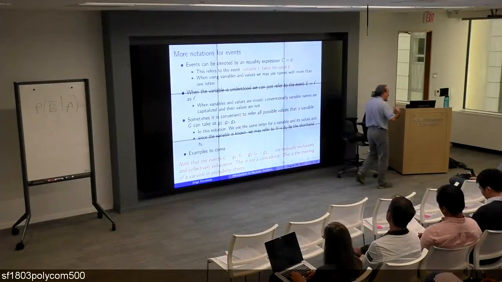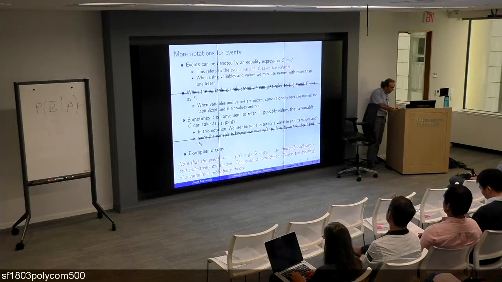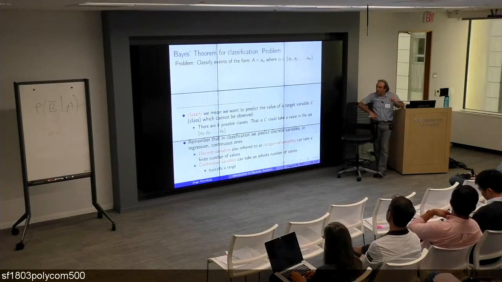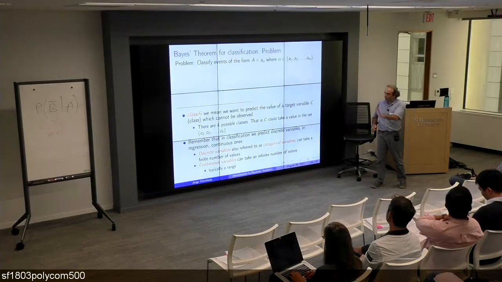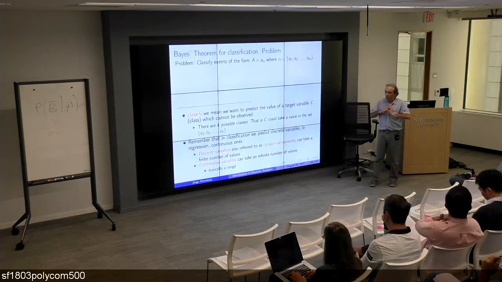This is all very formal. It will make more sense later why we care about these things. So to make this concrete, in the second half of this heavy theory section, let's say foundational theory, the heavy theories to come, I want to basically use Bayes' theorem for classification.